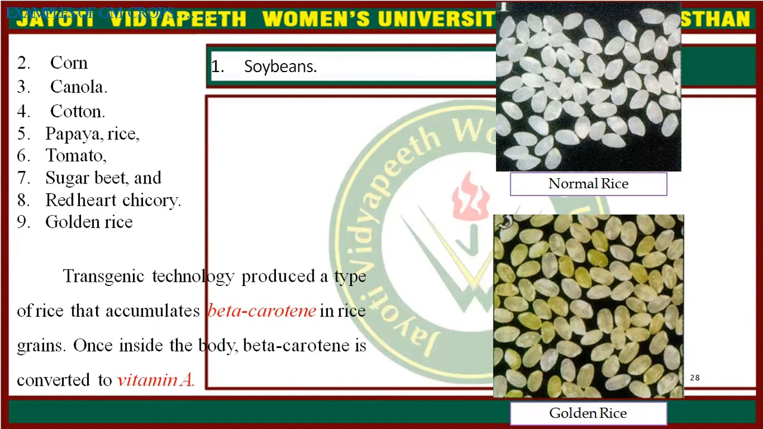These are examples of GM crops: soybean, corn, canola, cotton, papaya, rice, tomato, sugar beet, and red heart, and golden rice. Transgenic technology produces a type of rice that accumulates beta carotene in rice grains. Once inside the body, beta carotene is converted to vitamin A.